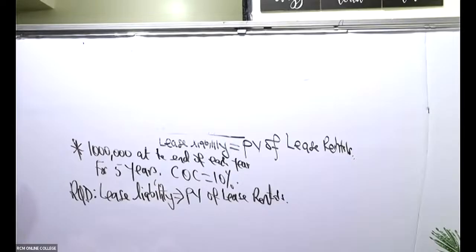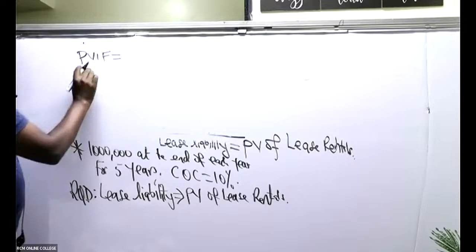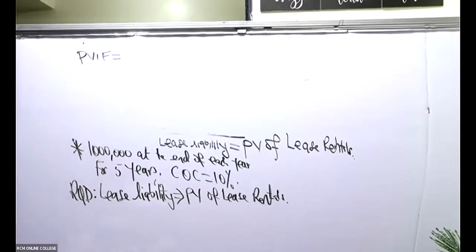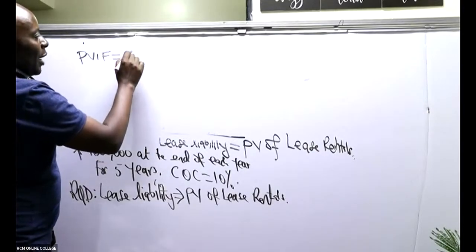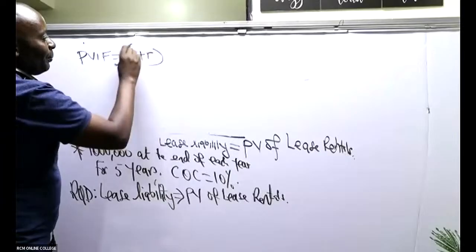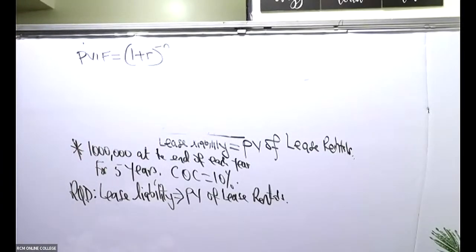Annuities, because of the regularity in most cases. Remember, we have two discounting formulas. We have the PVIF, present value interest factor. This is for the irregular ones. Normally we take 1 plus R raised to negative n, because you're discounting, so we subtract up there. This is PVIF, present value interest factor.